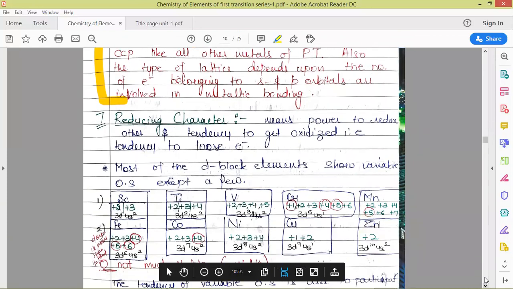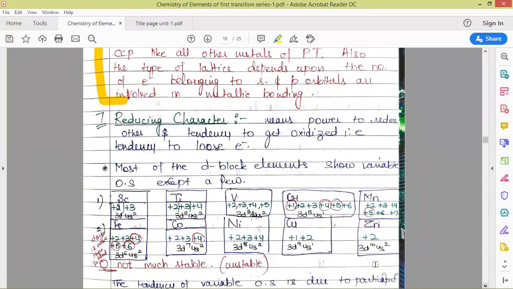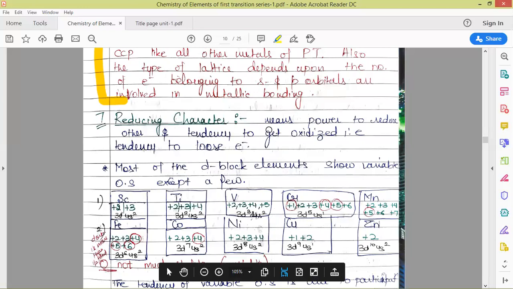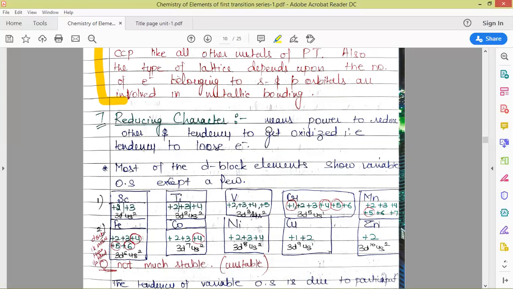Next property which we are going to discuss is the reducing character. What do we mean by reducing character? Reducing character means the power to reduce others, how easily it can reduce others. That means the tendency of getting oxidized, how easily one can lose electrons and make other species gain electrons. That means how easily they can undergo oxidation and reduce the other species.